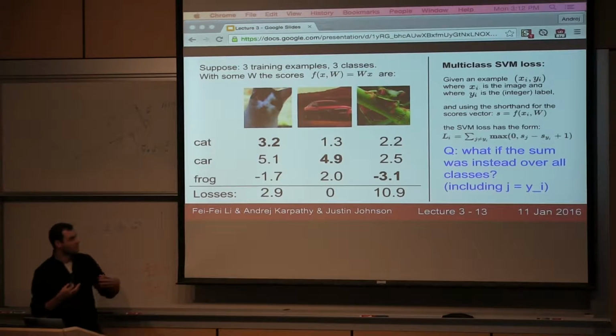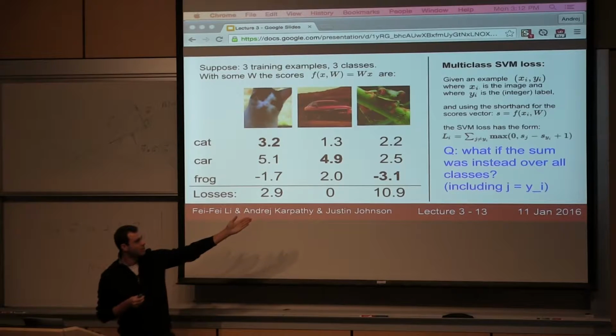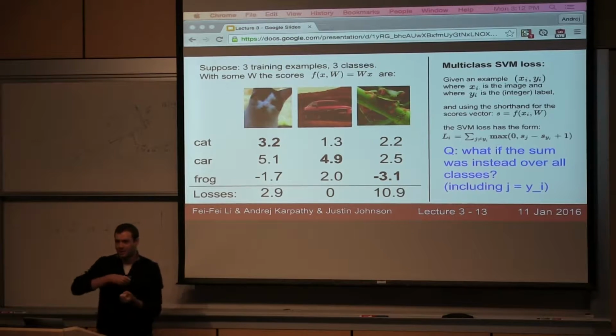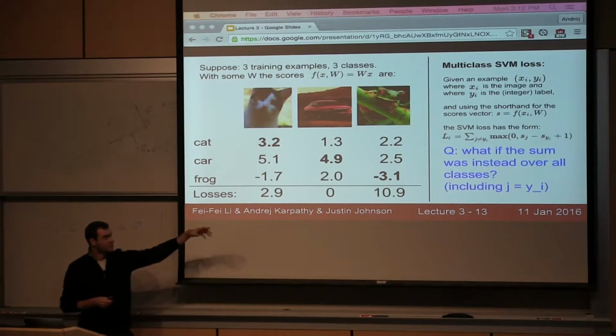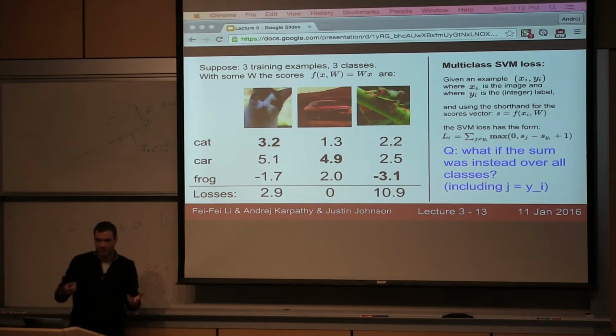Yes. So in effect, the reason that that's a j not equal to yi is that if we allow j to equal yi, then the score of yi cancels the score of yi. You end up with a 0. And really what you're doing is you're adding a constant of 1. So if that sum was over all the scores, then really we'd be just inflating the loss by a constant of 1. So that's why that's there.